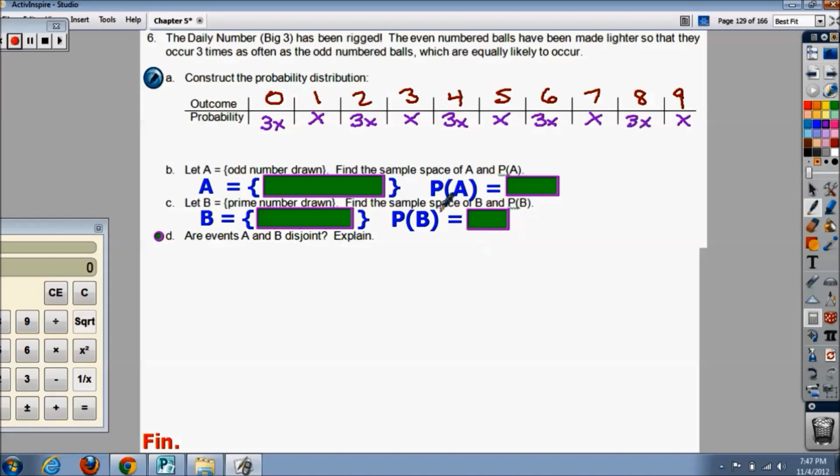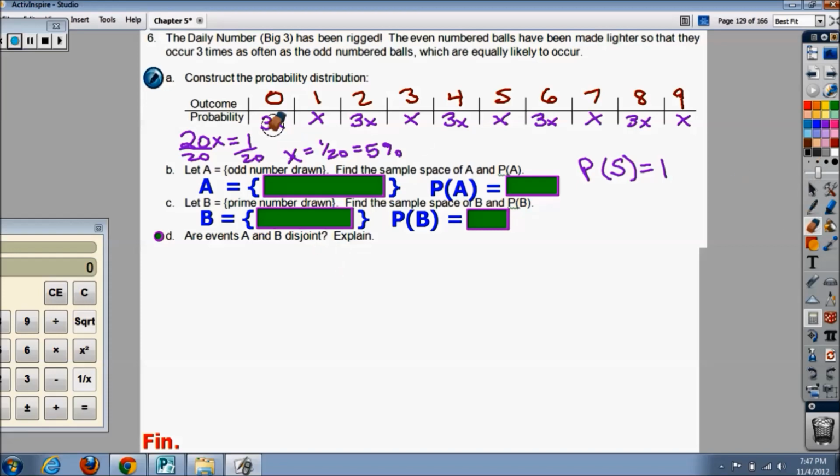Now, we go back to probability rule number 2, that the probability of all your sample space occurring needs to be 100%. So what is 3x plus x plus 3x plus x plus 3x plus x plus 3x plus x plus 3x plus x? Well, let's see. Here I've got 4x, and I've got 4x 5 times, which makes 20x. So I have 20 x's that need to equal 1, or 100%. Divide by 20, and each x has a 1 in 20 chance, which is the same thing as 5%.